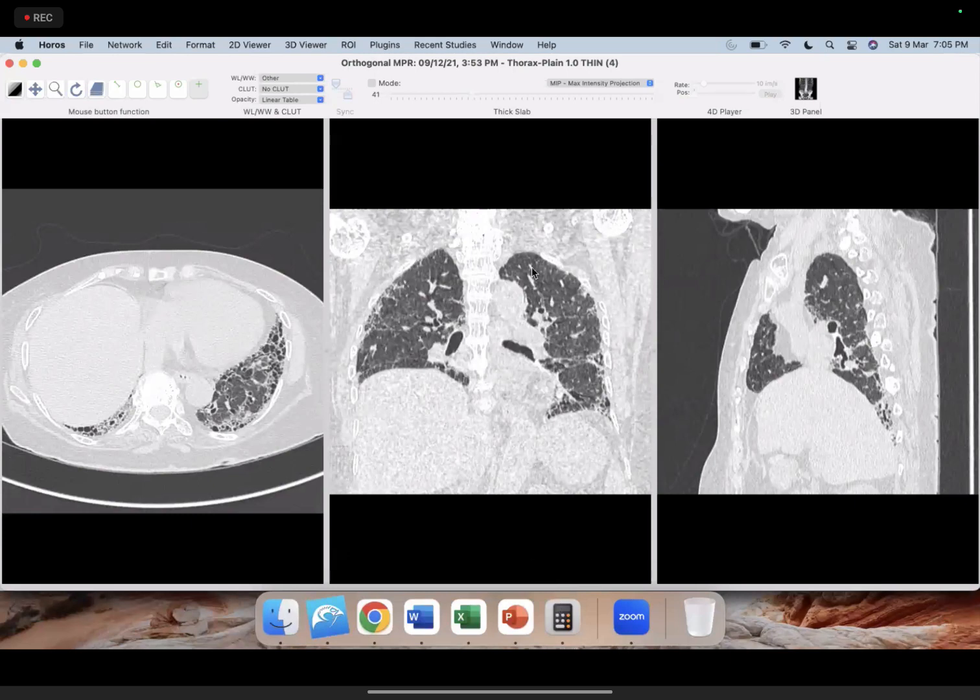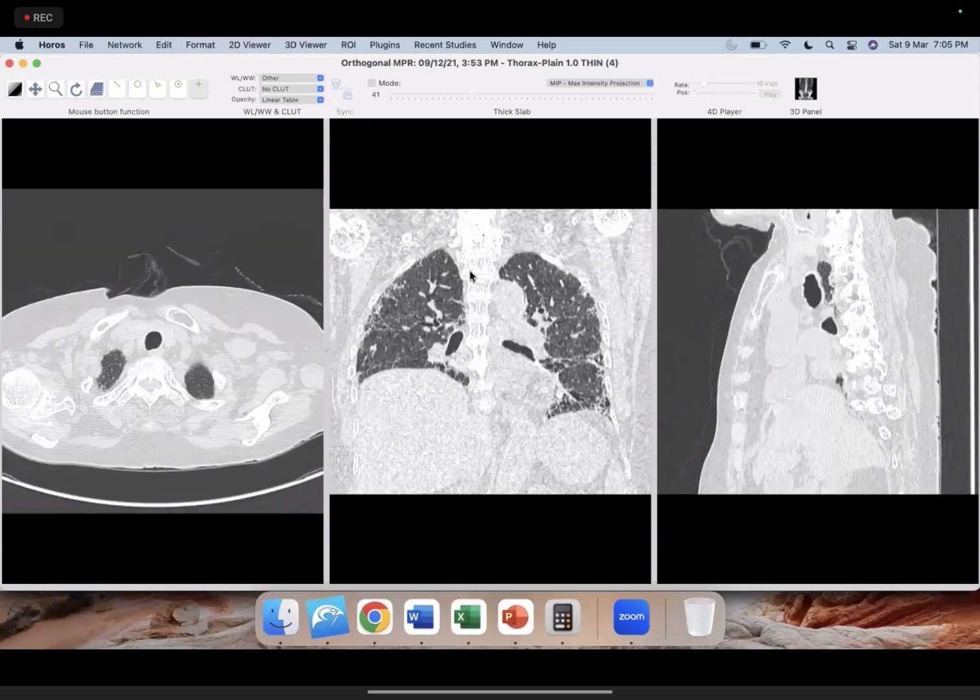In chat box, yes, a number of people have said UIP pattern, as you are mentioning the pattern correctly. But even if you want to say the particular diagnosis, as and when you are confident to say so, you are most welcome to do that also. So yes, as most of you said, UIP pattern.